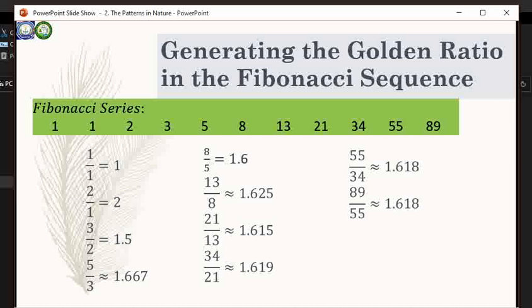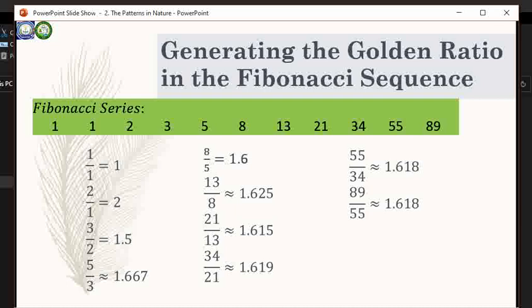89 divided by 55 is also approximately equal to 1.618, which means the numbers that follow after 89, if we divide them by 89, and we succeedingly repeat the same process, the values that we will get will now be approximately 1.618. So what can we conclude in here?